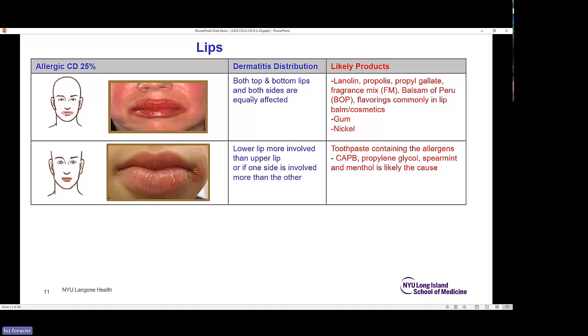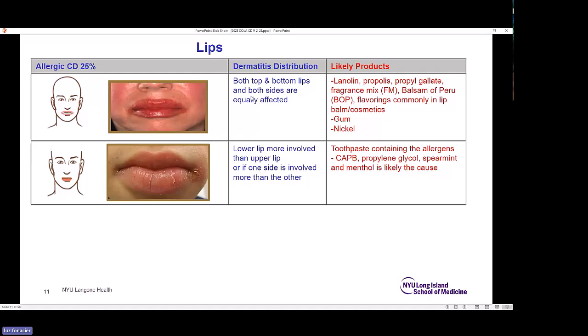But if you only have it in the lower lip, or predominantly in the lower lip, or one side over the other, as you can see in this lower slide, think of mouth products, especially toothpaste. And what do toothpastes have? They have cocamidopropyl betaine, they have propylene glycol, spearmint, and menthol. And these are culprits of allergic contact dermatitis.